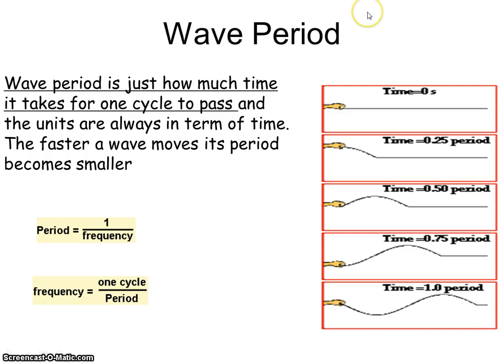We can also talk about the wave period, how much time it takes for one full wave to actually happen. As you can see here, this person is holding that rope. We're going to create a transverse wave. And how long does it take for that full transverse wave to happen? That is called the wave period. Here it is 1 second, right? How much time does it take for one full wave to happen? That is the wave period.